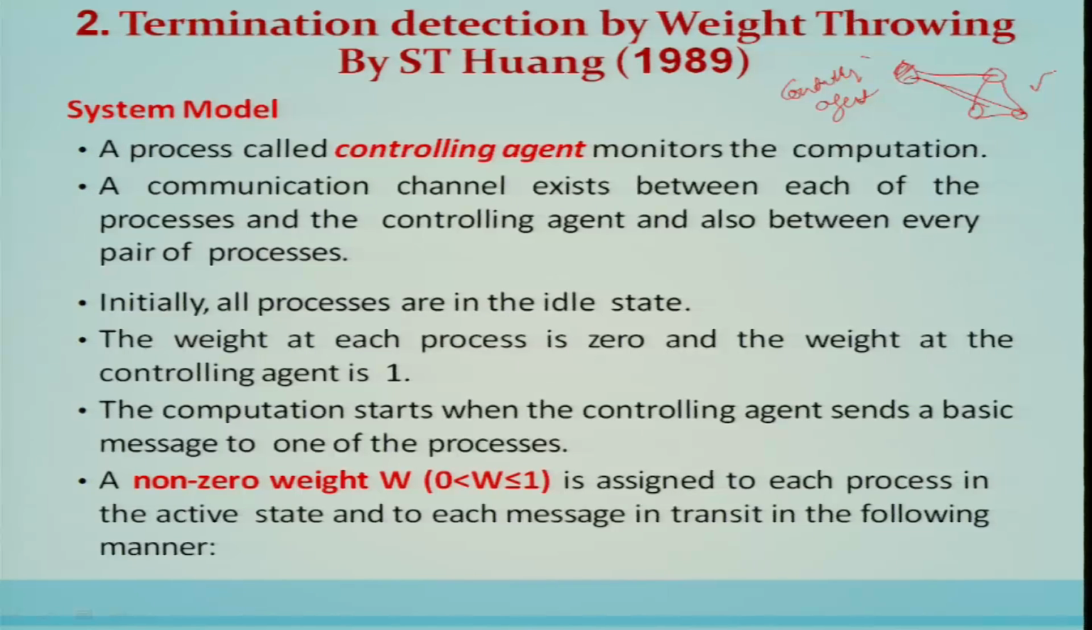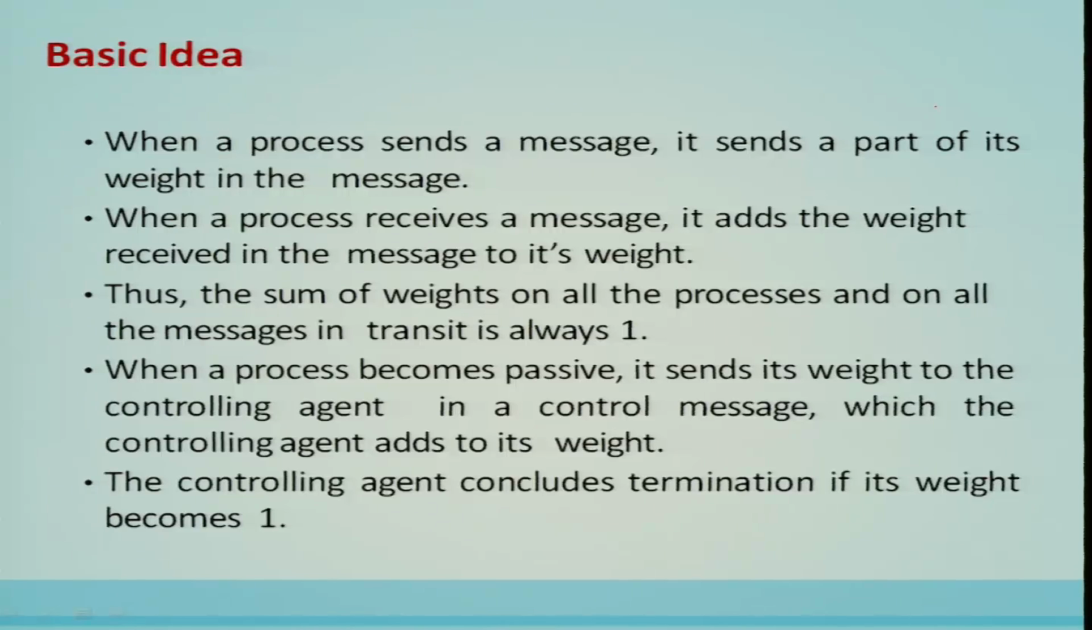Initially, all the processes are in the idle state. The weight at each process is 0 and the weight at the controlling agent is 1, whereas here the weights are all 0. The computation starts when the controlling agent sends a basic message to one of the processes here. A non-zero weight W between 0 and 1 is assigned to each process in the active state and to each message in transit in the following manner. When a process sends a message, it sends a part of its weight in the message. When a process receives a message, it adds the weight received in the message to its weight.